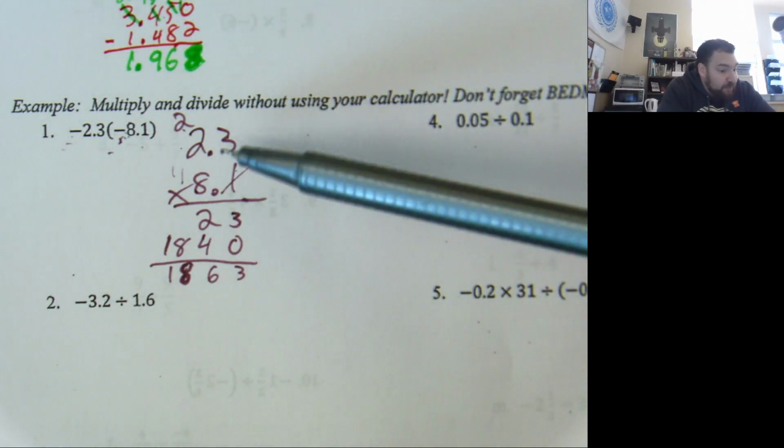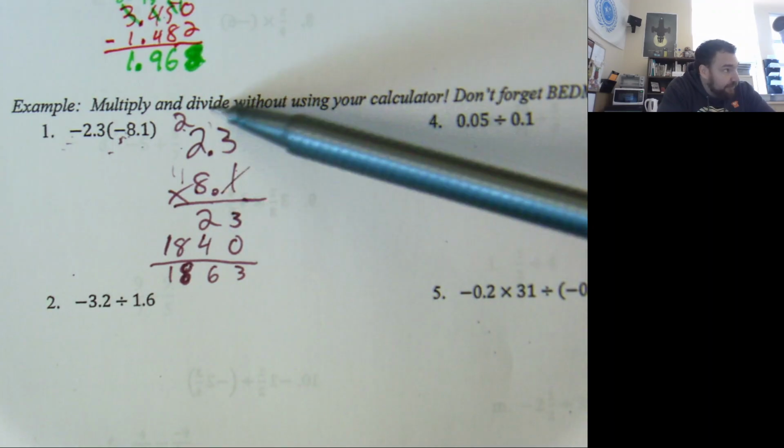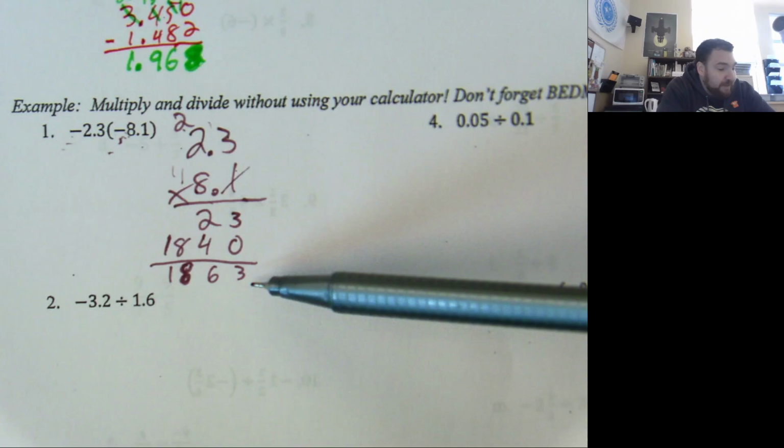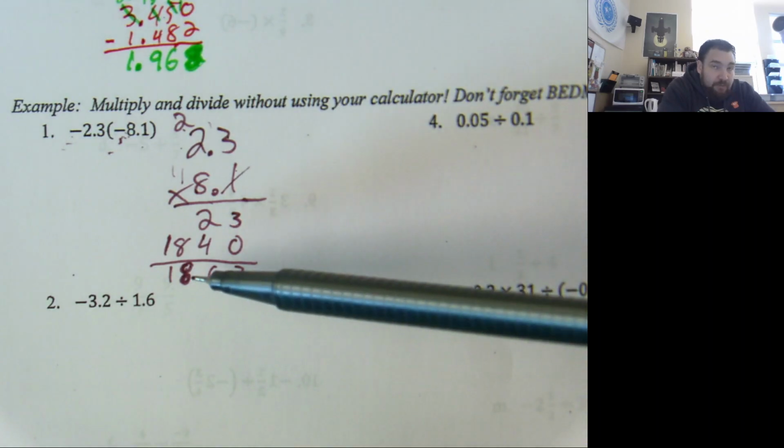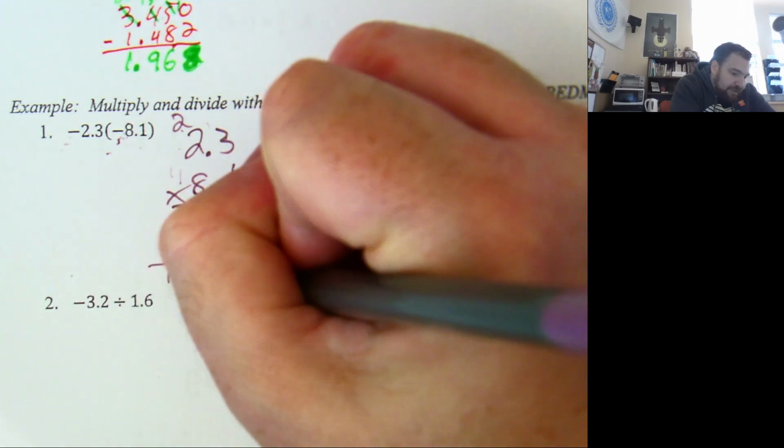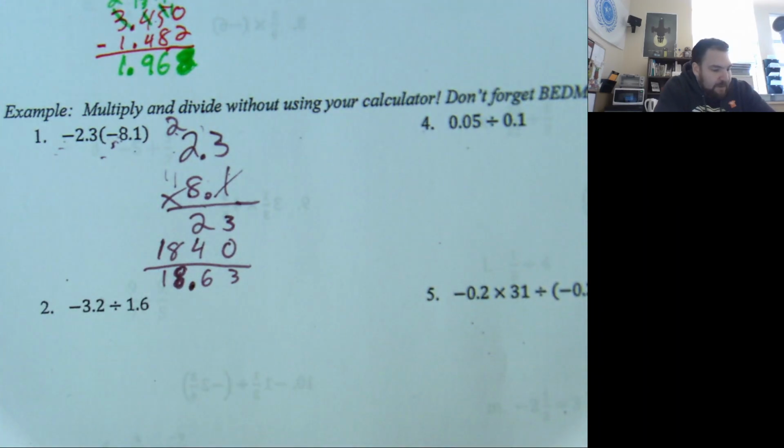So I've got 2 decimal places up here in the things that I'm multiplying together, 1 in each. So I move my decimal place in the answer over the same amount. 1, 2, boom, there it is. 18.63. Nice and easy, but it helps to review.